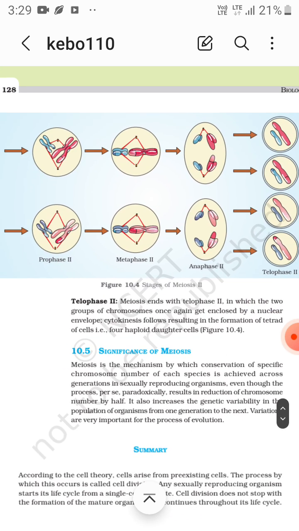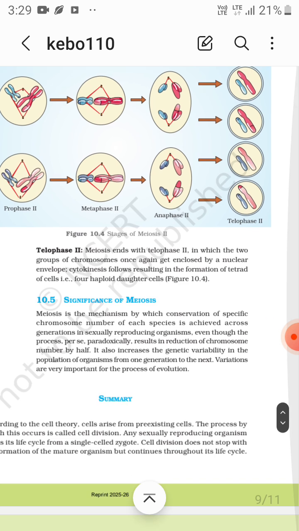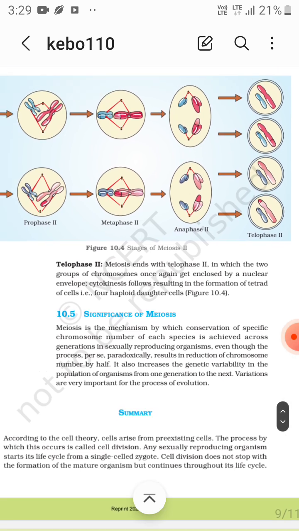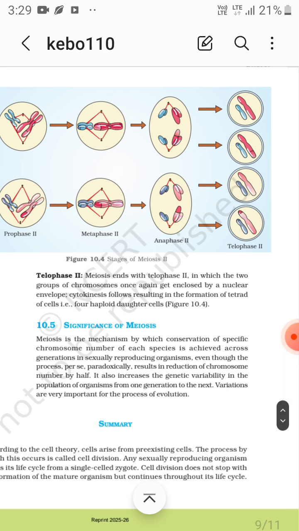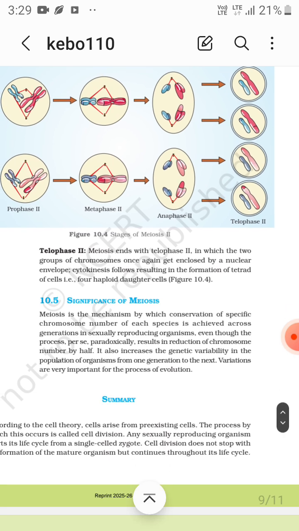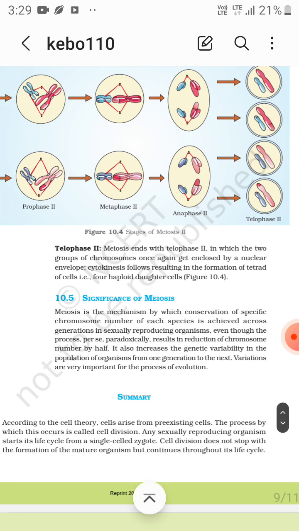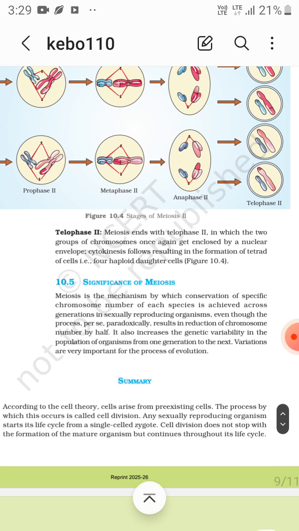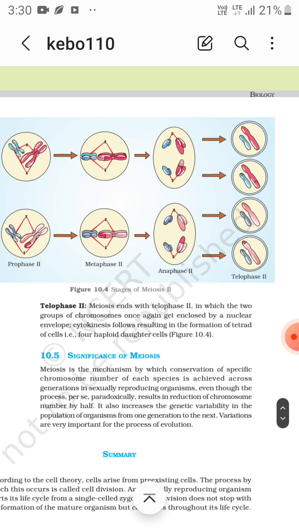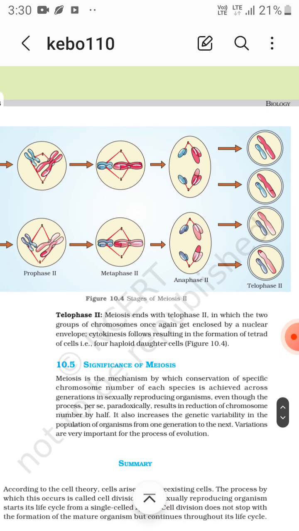Now this is prophase 2, metaphase 2, then anaphase 2, and then telophase 2. You can see the dyad of cells now forms a tetrad of cells, that is 4 haploid cells. Meiosis ends with telophase 2, in which the two groups of chromosomes once again get enclosed by a nuclear envelope. Cytokinesis follows, resulting in the formation of a tetrad of cells, that is 4 haploid daughter cells, as you can see. If it's 2n, then they are also 2n.